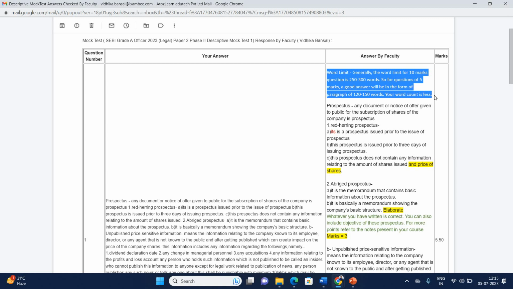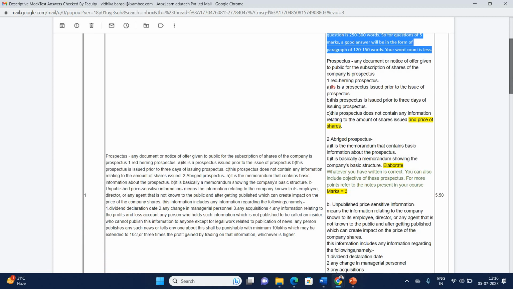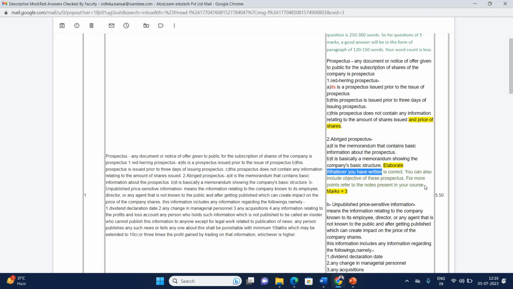So for a 5 mark question, if one question has two parts, each part becomes 5 marks. So in order to properly write that answer of 5 marks, the number of words should be somewhere between 120 to 150. Now in the first question, the student had to differentiate between red herring prospectus and abridged prospectus. I have gone through the answer of the student. I have highlighted what was wrong in the answer in red and what extra could be added in the answer in yellow. Then at the end, I gave a general feedback with respect to the answer, whether whatever content was written was correct or not and what all can be included, and then marks were given.